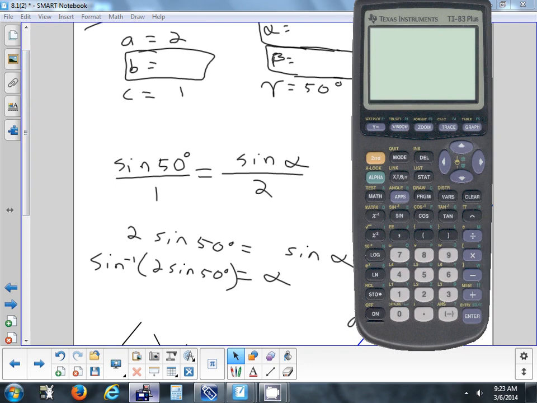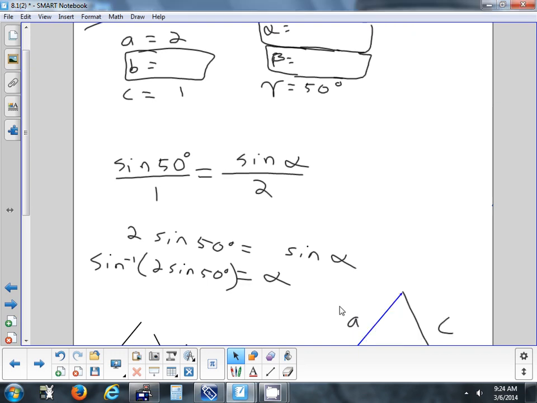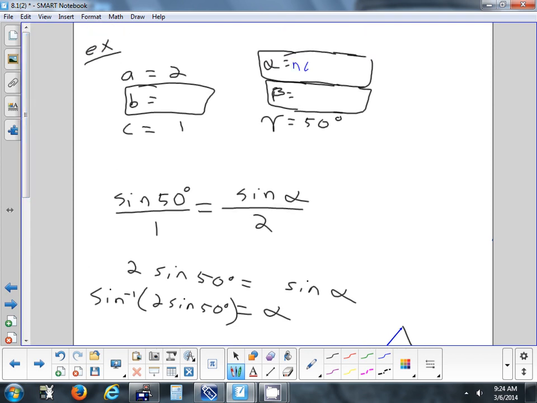Okay, so let's just see what 2 sine 50 is. It's not going to work. That's 1.53. How do you know that's not going to work? Yeah, it's more than 1. So if you try to take the inverse sine, you get an error. So what that means is there is no solution for alpha. You cannot find it. No solution.